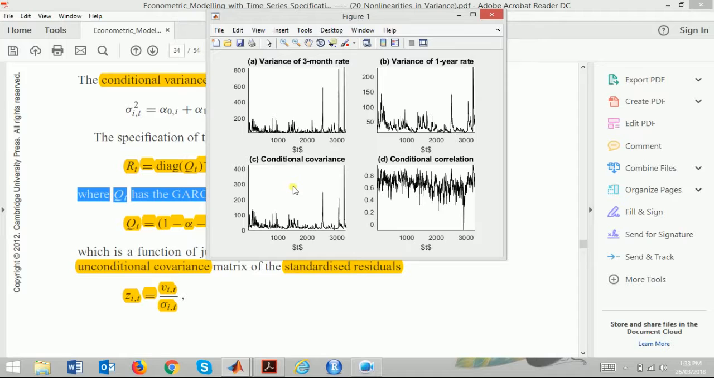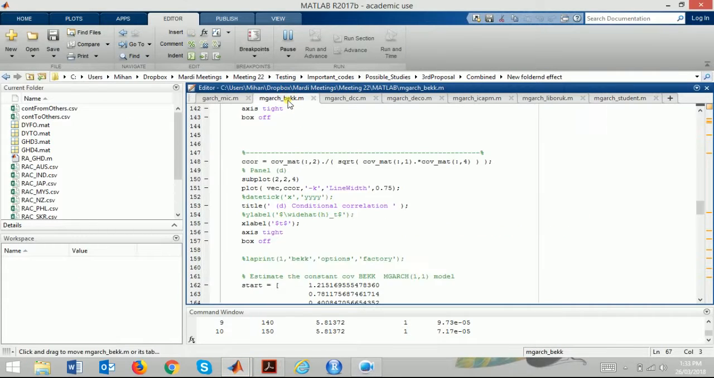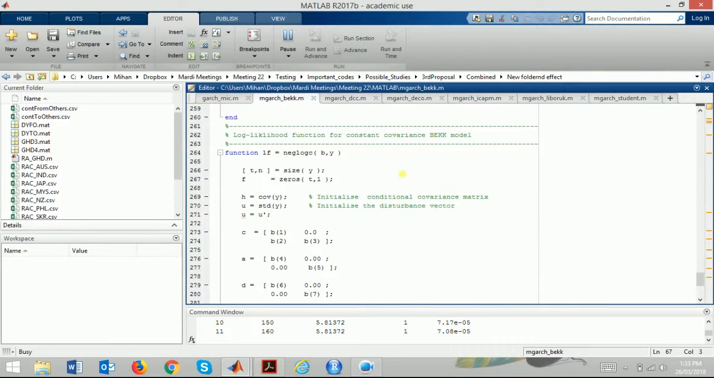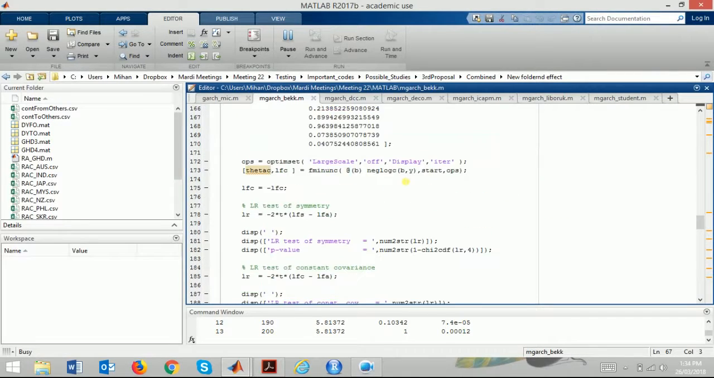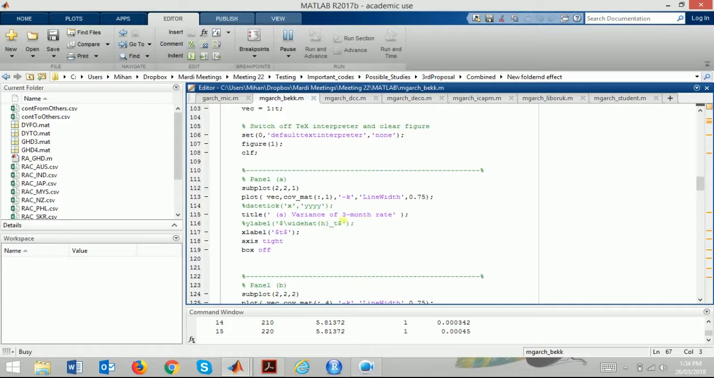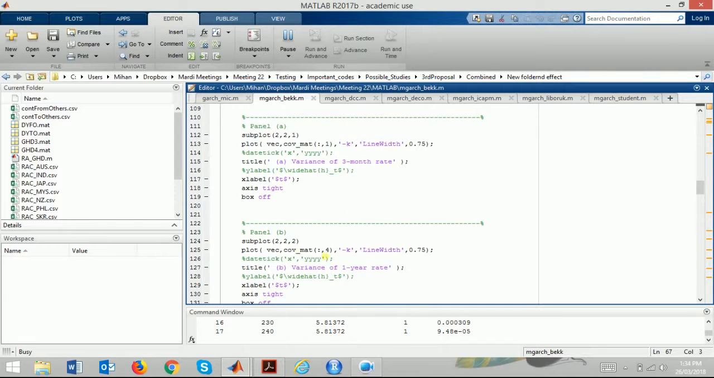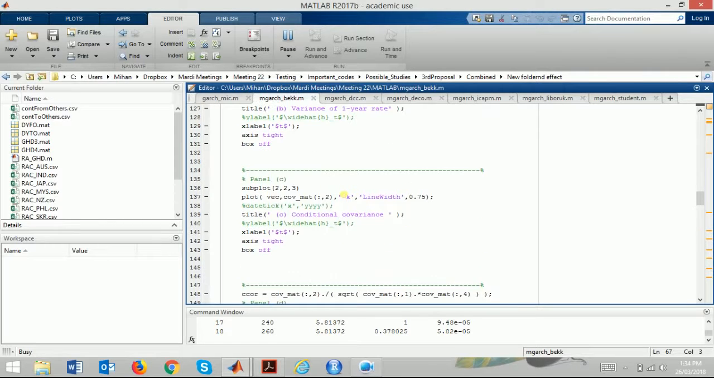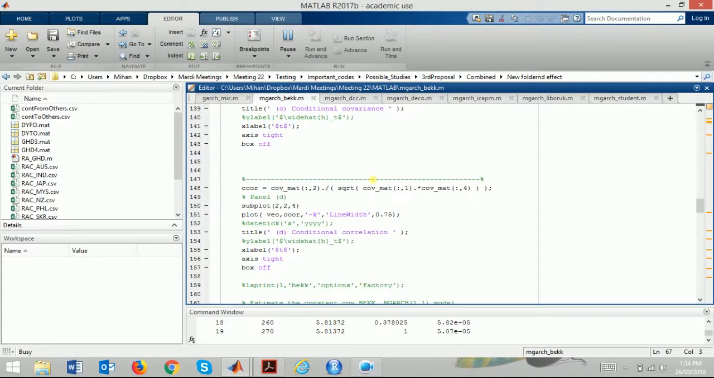Conditional covariance, where we estimate the parameters again. This is GARCH, as we can recall. What is this one then? Just have a look. Constant covariance. Conditional also generates a graph. Variance of 3 months. Covariance matrix. We found the covariance matrix. We're just plotting the covariance matrix. 1, 2, 3, 4.